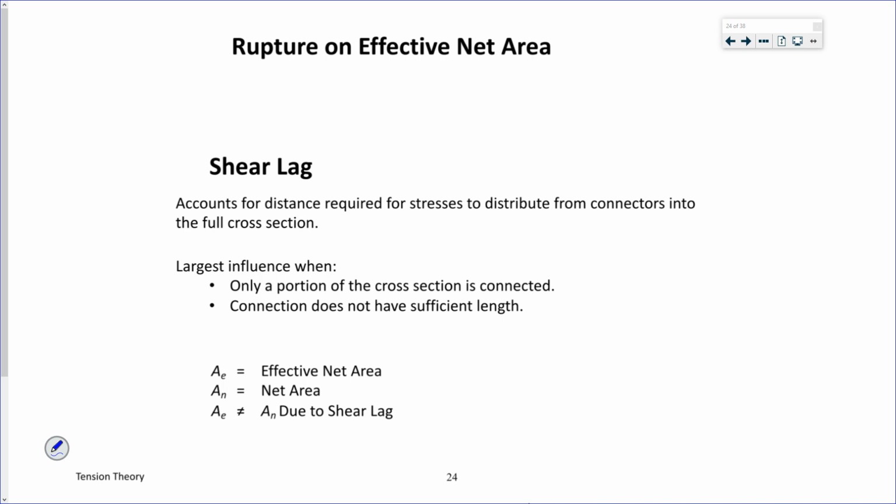But yeah. So shear lag is a phenomenon that accounts for the distance required for stresses to distribute from connectors to the full cross section. Right? It takes a while to distribute that entire load over that cross section. It mostly occurs when only a portion of the cross section is connected, and we'll show what that means in the next slide. Or if you don't have a really long section, especially compared to its width.